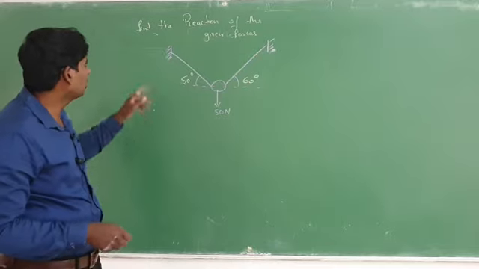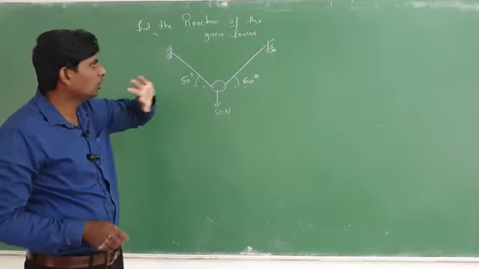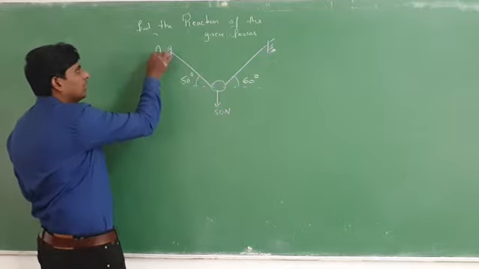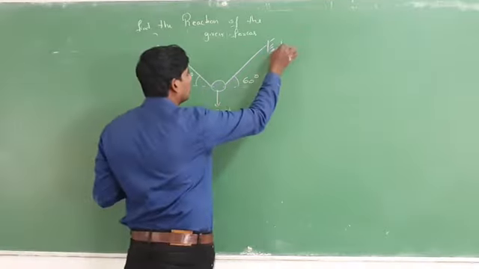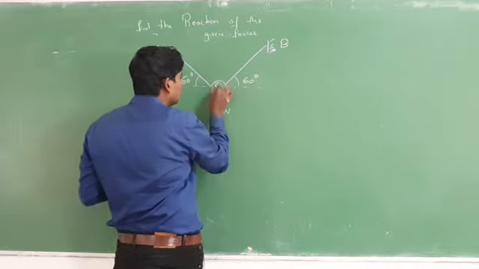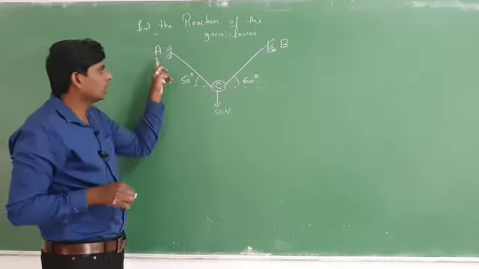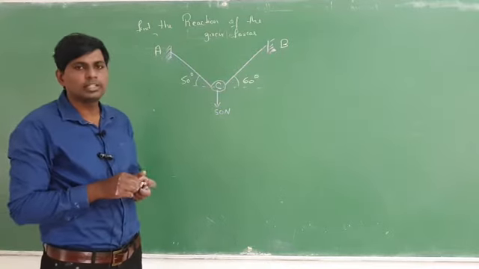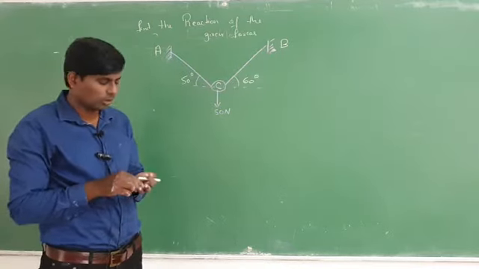Like that a similar problem is given. In the similar problem what is given? Find out the reaction for the given forces. Here let us assume this one as the A point, this one you can consider as the B, and this point you consider as the C. So what you have to do, first try to draw the vector diagram.